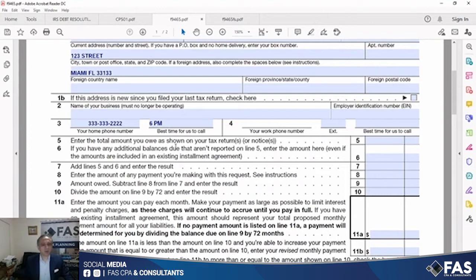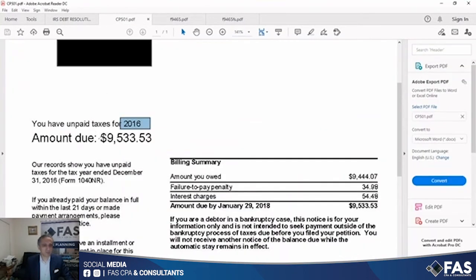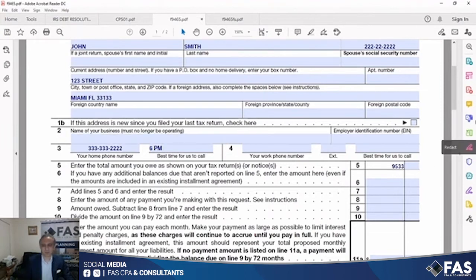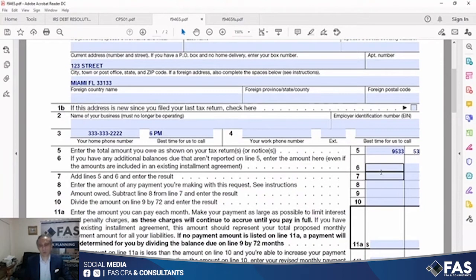Enter the total amount shown on your tax return in line number 5 or on the notice. So we're going to use the notice that we have received, $9,533.53. This is the amount owed. That is for line 5. Line number 6 is if you owe any additional money. There is no additional debt. So line number 7 will be the same amount.